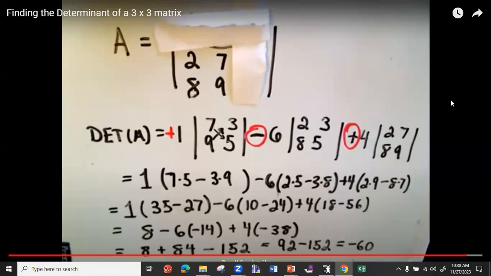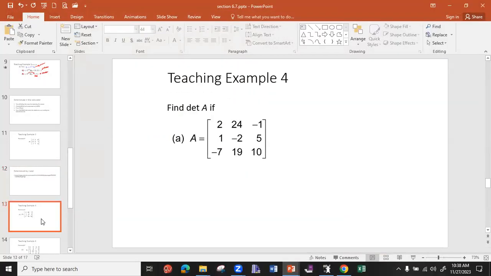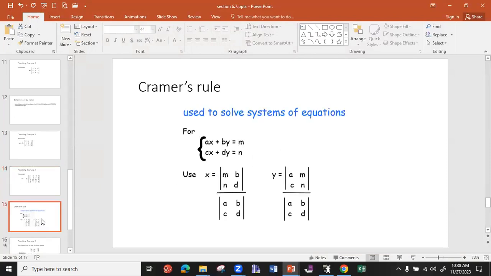Okay. But a 3x3 by hand isn't that bad to find the determinant. Are there any questions about determinant of a 3x3? Okay, so you now have the skills to do it by hand or by calculator. It's totally up to you.